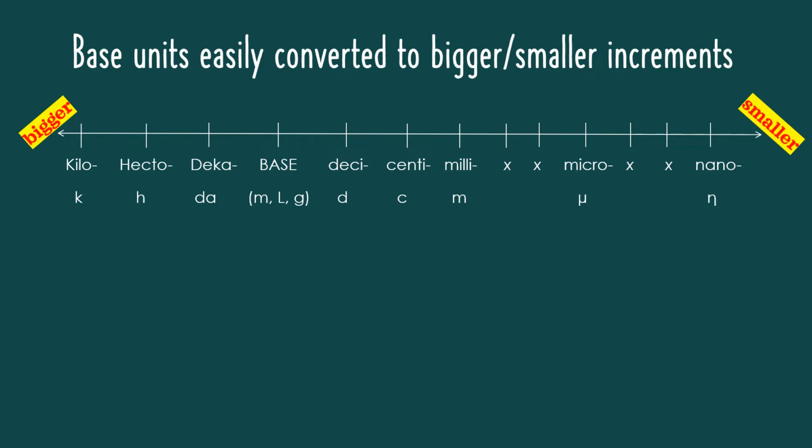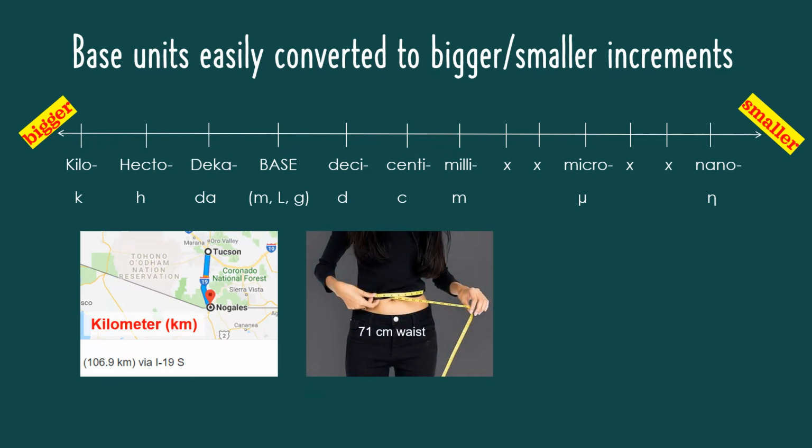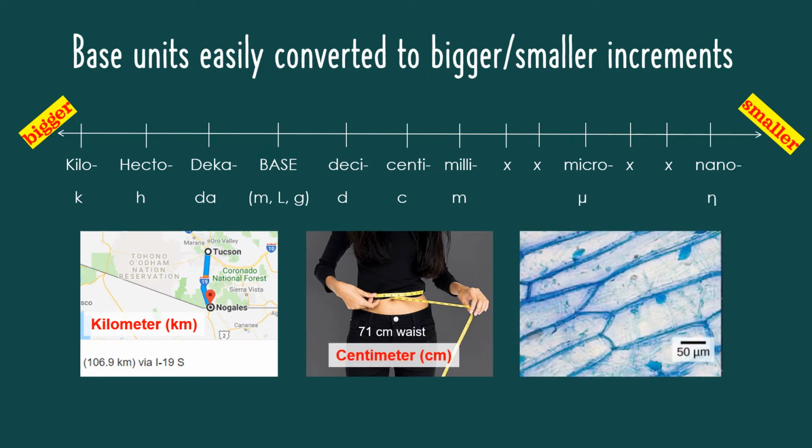So these prefixes convert base units to smaller or larger increments, depending on the needs of the measurer. If you're measuring the distance between two cities, you would use kilometers. But if you're a tailor measuring body proportions for a new suit, then it would make no sense to use kilometers, and instead, you'd use centimeters. In biology class, you may observe cells under microscopes, and they are very small, so you should measure them in smaller units, perhaps micrometers.